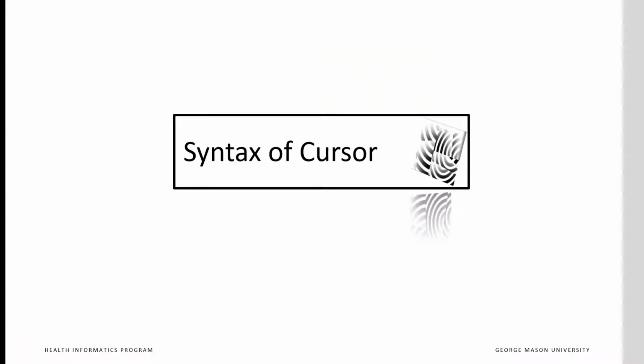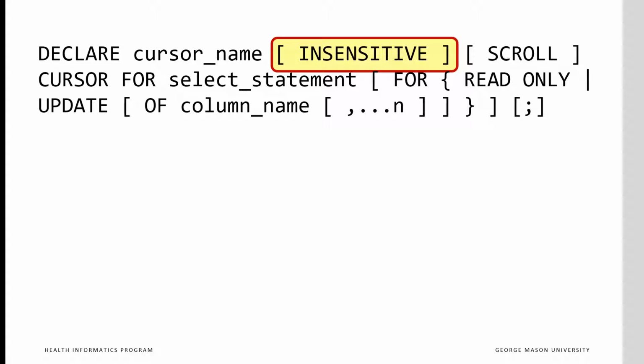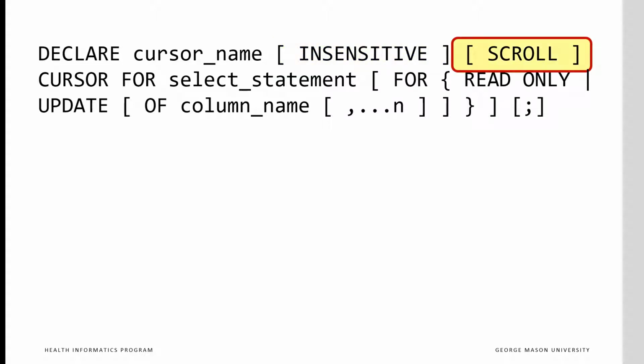The use of cursors requires several lines of interrelated code. The first step is to declare the name of the cursor. Insensitive makes a temporary copy of the data in a file called tempdb. If scroll is not specified, then the next row is selected. If scroll is specified, then all fetch options such as first, last, prior, next, relative, and absolute are available.